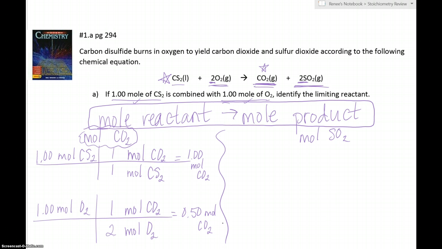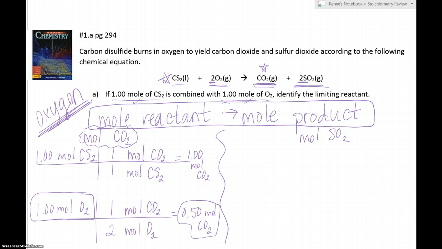Now that you have these 2 moles, you simply look to see which one produced the least amount. And in this case, the smallest number is when we used oxygen, the 1 mole of oxygen. So that would mean that oxygen is our limiting reactant.